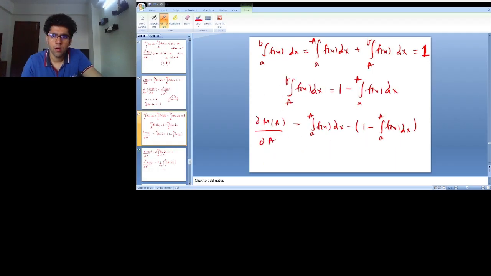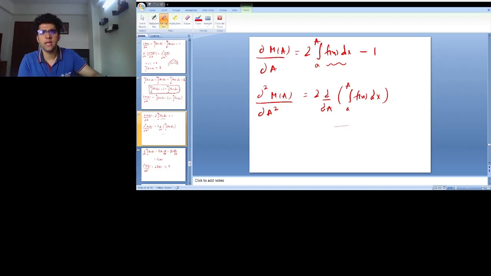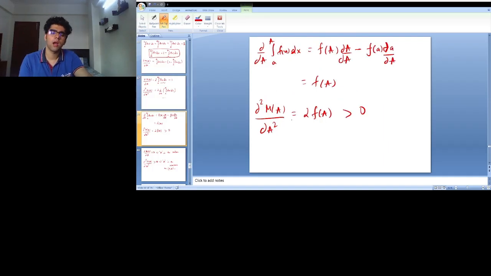And then I applied this property, and I substituted the value of the integral of f(x) dx from A to b in my first derivative, in the expression of my first derivative, which gave me del M by del A as 2 times the integral from a to A of f(x) dx minus 1. Then I found the second derivative. Finding the second derivative with respect to A gave me the value 2f(A), which is positive, obviously, because F(A) is the probability under the curve from the lower limit to the point capital A, right?